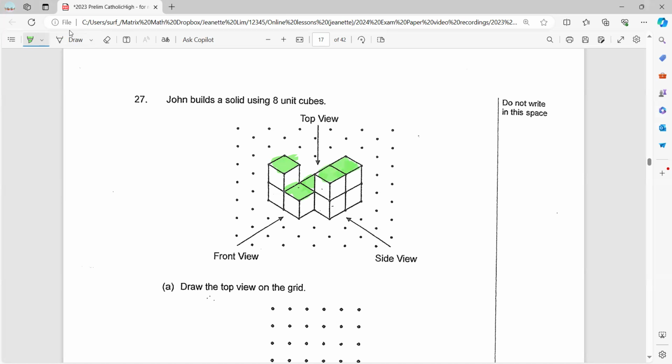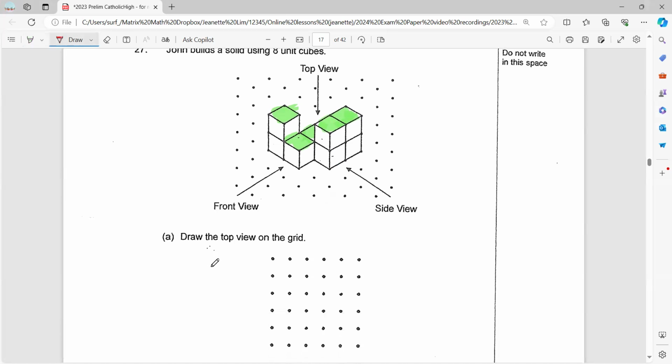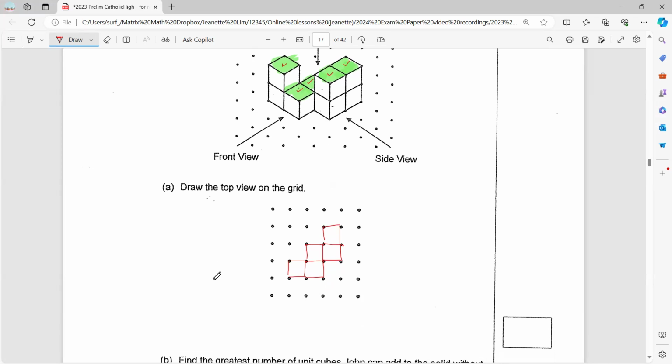Okay, this is from the top view. So these two first. Then this one above the second one. Then there's one next to it. And there's one here. So this is what it looks like from the top view.